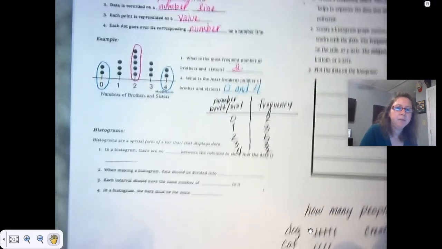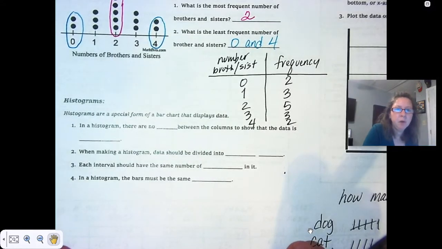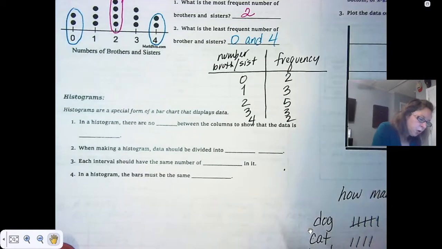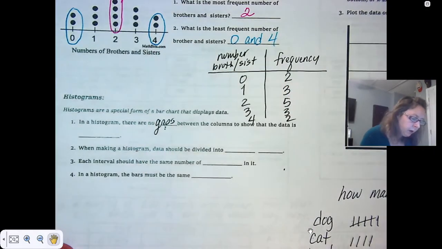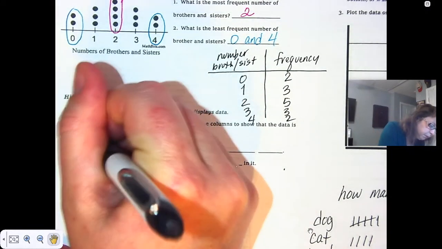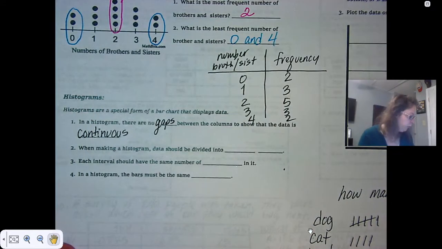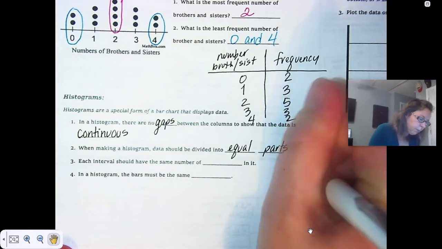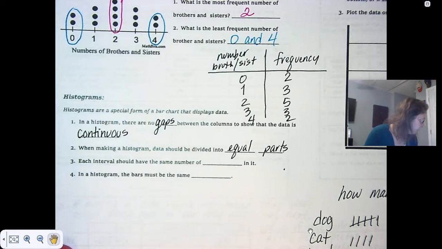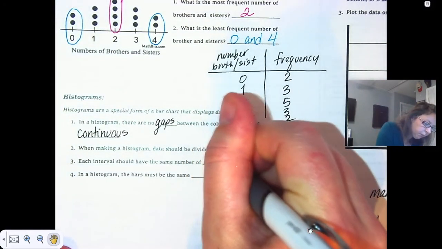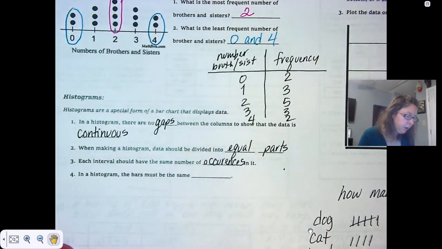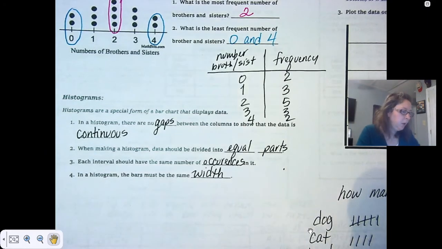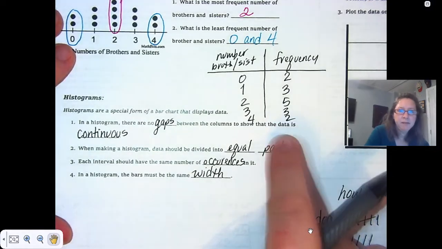Now let's take a look at histograms. I'm going to zoom in a little more. Histograms are a special form of bar chart or bar graph that displays data. In a histogram, there are no gaps between the columns to show that the data is continuous. When making a histogram, data should be divided into equal parts. And each interval should have the same number of occurrences in it. In a histogram, the bars must be the same width. All right. So let's take a look at an example, and we're going to create a histogram from a frequency table.